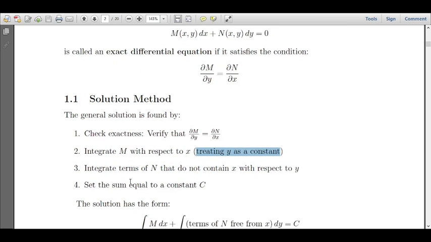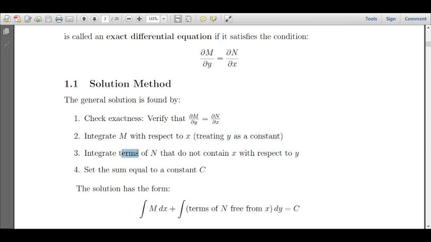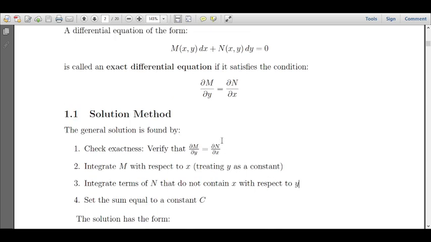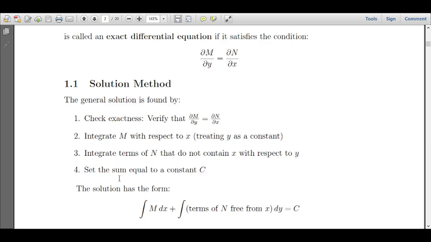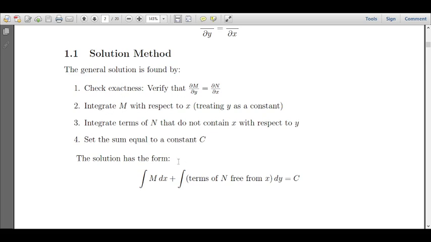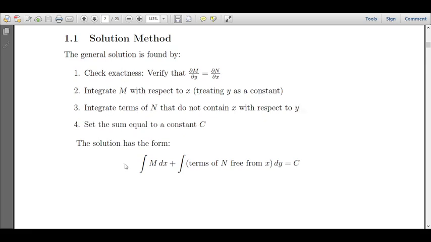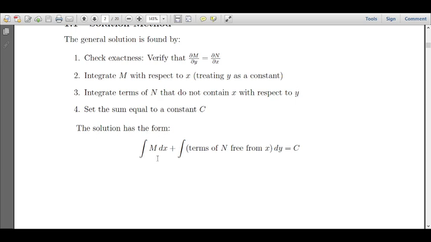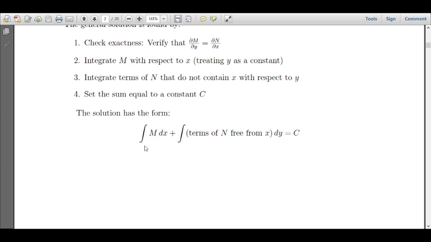Next, integrate the terms of N that do not contain x with respect to y. That means we take the terms free from x only, and set the sum equal to the constant c. Steps 2 to 4 can be written as the general solution: integral M dx, keeping y constant, plus integral of terms of N free from x, that means terms in N that do not contain x, dy equal to c, where c is an arbitrary constant.